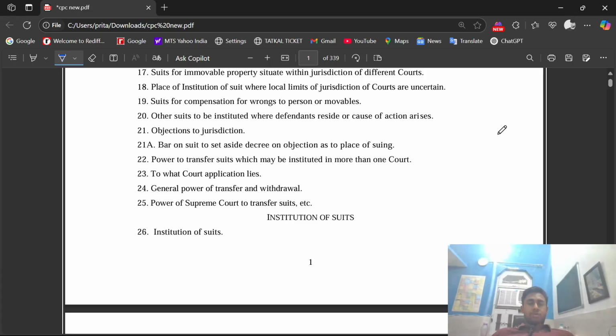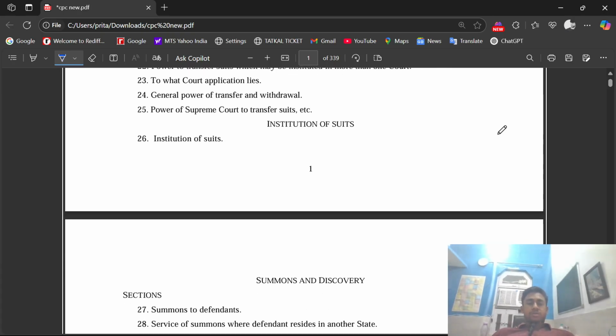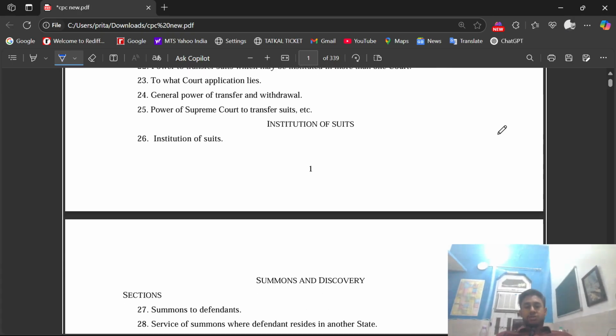Section 23, to what court application lies. Section 24, general power of transfer and withdrawal. Section 25, power of Supreme Court to transfer suits, etc. Next subheading is institution of suits. Section 26, institution of suits.